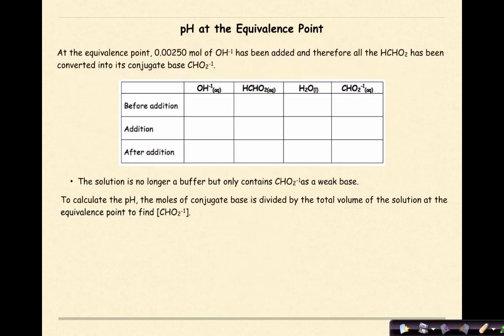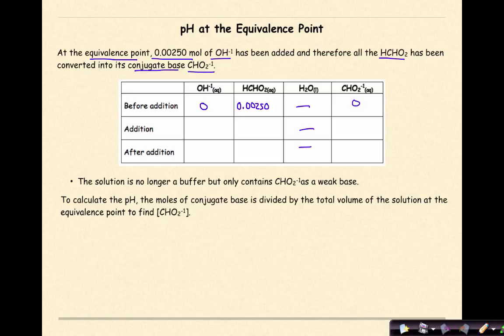pH at the equivalence point. At the equivalence point, 0.00250 moles of hydroxide has been added, and therefore all the formic acid has been converted into its conjugate base, CHO2 minus 1. So initially, we will have 0 hydroxide. We will have our initial amount of our weak acid, so 0.00250 moles of our weak acid. We're not going to worry about the water, and there is 0 production of our conjugate base.